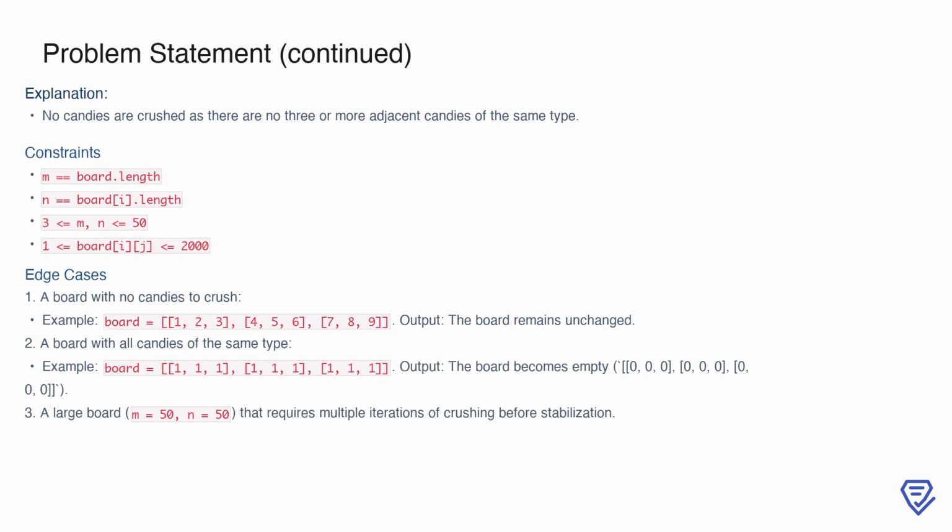Edge cases to keep in mind include boards with no candies to crush, boards with all candies of the same type, and larger boards requiring multiple crushing iterations. These scenarios help you understand the range of inputs and outputs you might encounter.